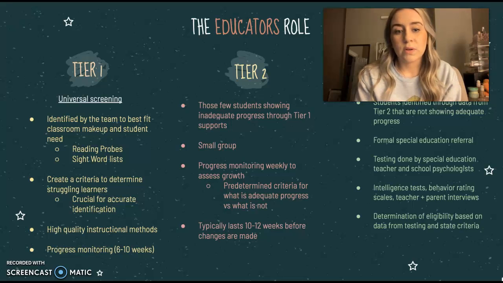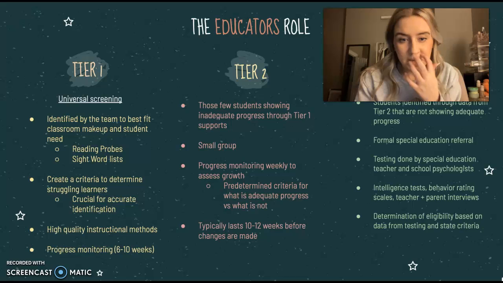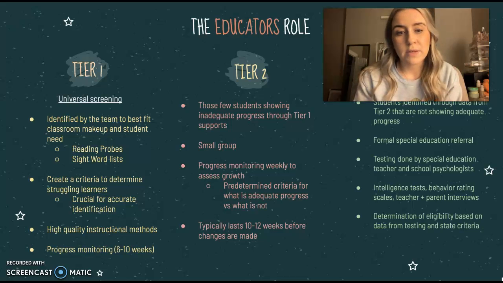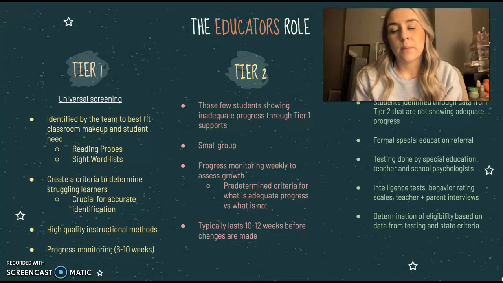Tier 1 would also include high quality instructional methods across the board. All of these 3 tiers are going to be using evidence-based practices within instruction and progress monitoring. So before moving to Tier 2, you would want to be implementing high quality instructional methods and progress monitoring student data for 6 to 10 weeks before making any adjustments.